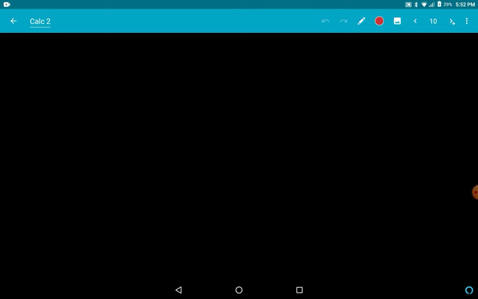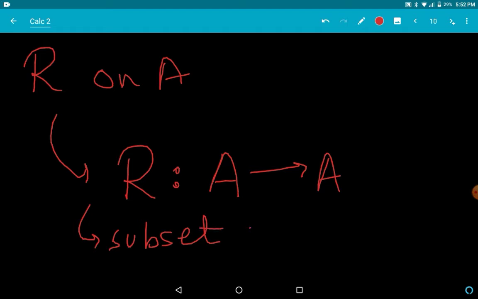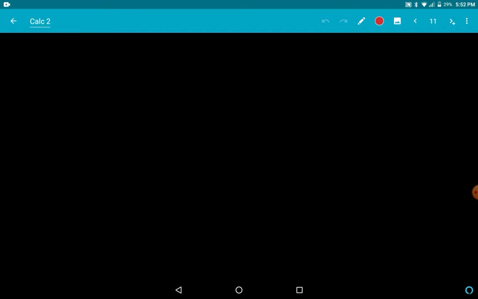Now if I say that there is a relation on A, this means the relation is from A to A, meaning R is a subset of A cross A. We are going to need it very much just a few minutes after this, so let me solve a sum, okay.